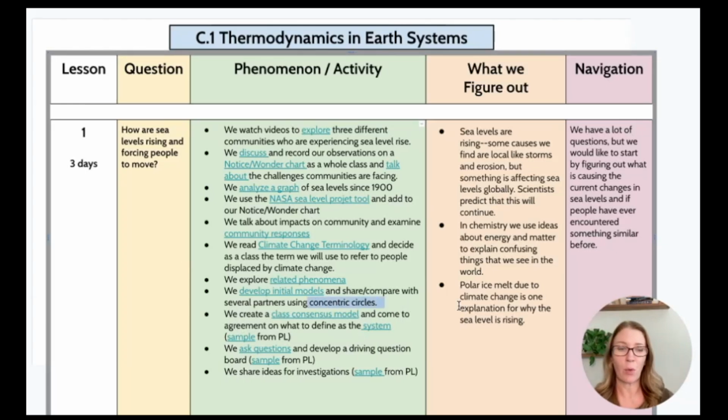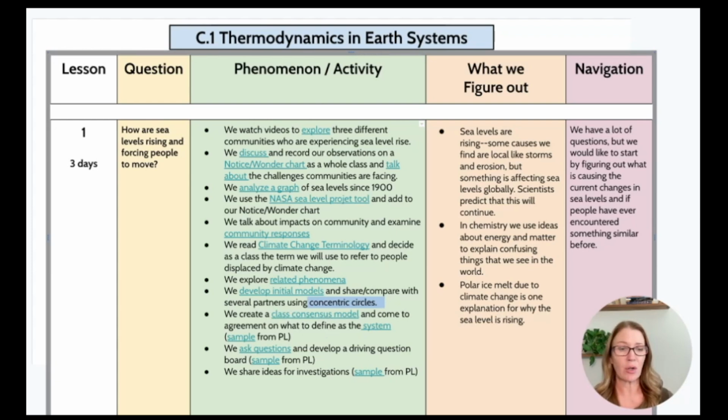If you've never done that before, it's described in the teacher edition where you have a group of students in a circle and they face outward, and then another group on the outside and they face inward. So you share your model with the person you're across from. And you can share with several different partners. We're looking for similarities and differences. We're also getting ready to create a class consensus model. And when we do that, we're looking for where we agree and disagree.